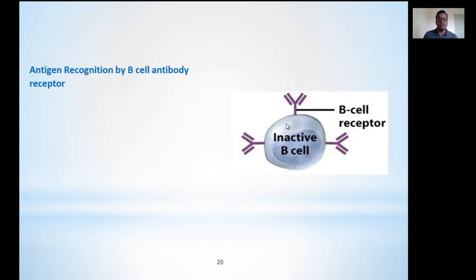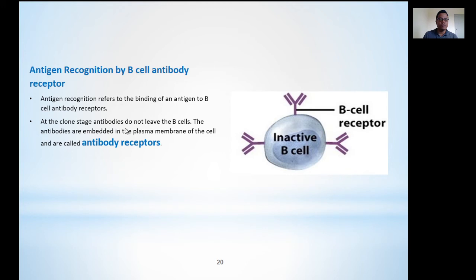This ability of B cells to recognize and capture antigen by themselves is because they have the antibody receptor. This antibody receptor can bind to free antigen. Antigen recognition refers to the binding of antigen to B cell antibody receptors. At the clone stage, antibodies do not leave the B cell. In the inactive form, the antibody stays at the B cell. The antibodies are embedded in the plasma membrane of the cell, so they are called antibody receptors.